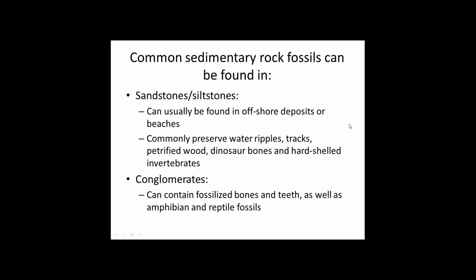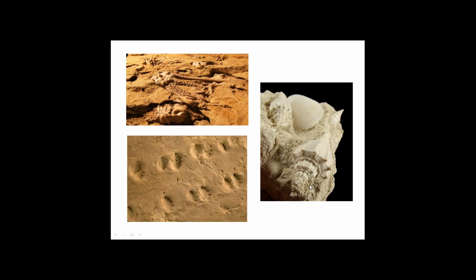So why don't we look at some examples of both of these. The pictures on the left are sandstone and siltstone. Top is bones, bottom is different tracks. And on the right, it's a conglomerate. These are fossilized remains of shells preserved in this conglomerate rock, where there are bigger pieces held together by smaller, finer grains. That's basically all it is.